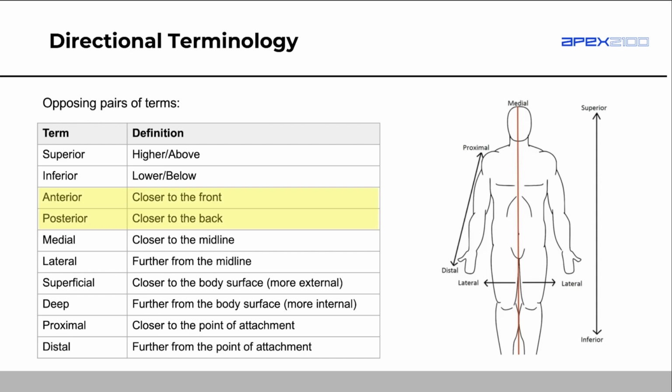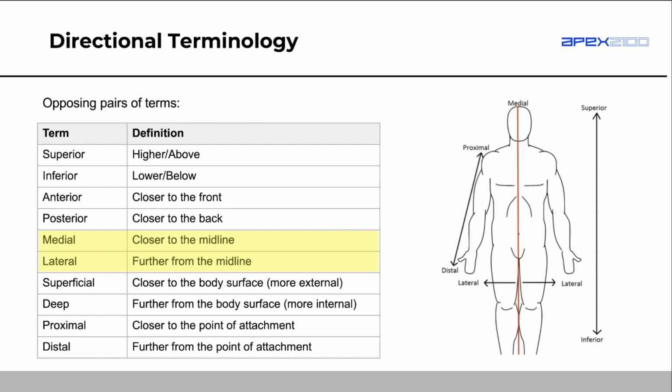Okay, anterior and posterior. These mean closer to the front or closer to the back. So anterior means closer to the front surface of the body. Posterior means closer to the back surface of the body. So I could say the sternum is anterior to the vertebrae. Or I could say that my heart is posterior to my sternum. So it means forwards or backwards in terms of the direction that we're talking about.